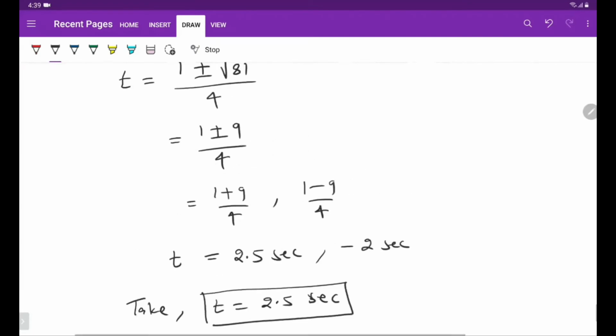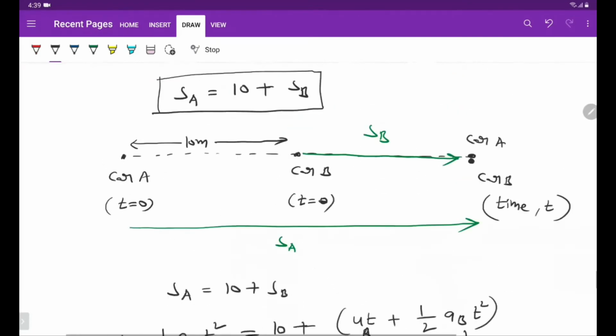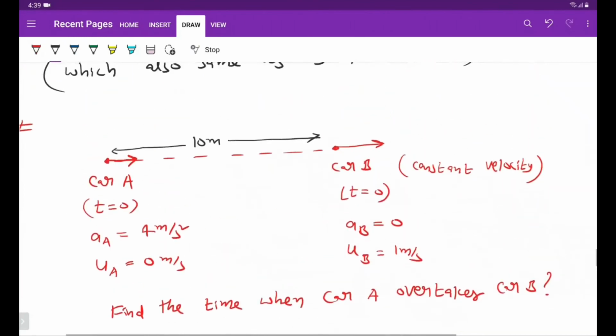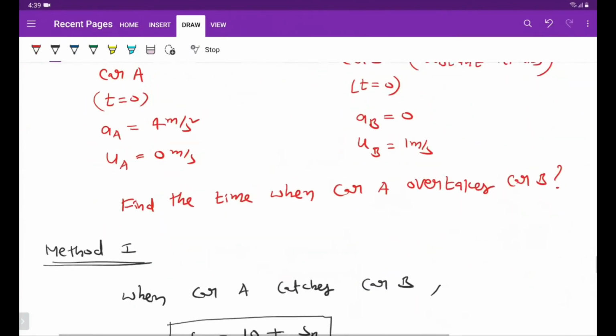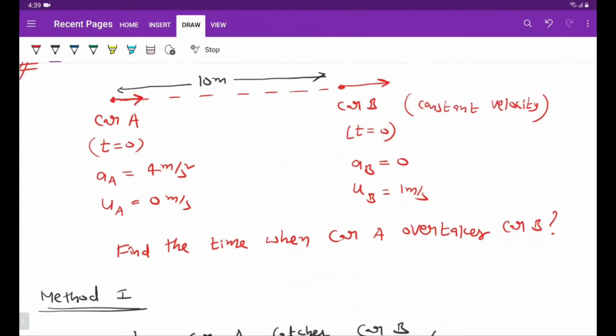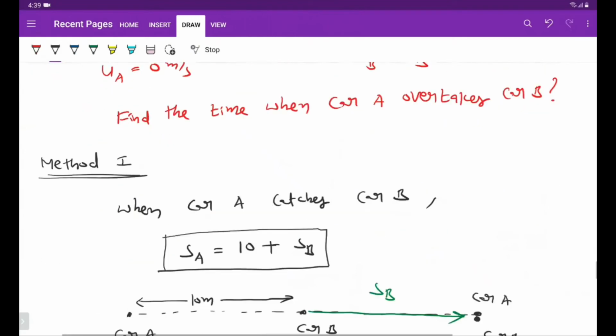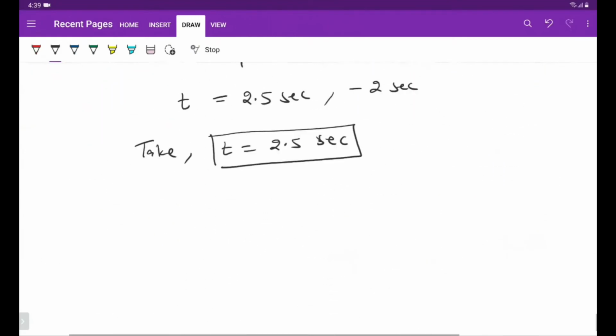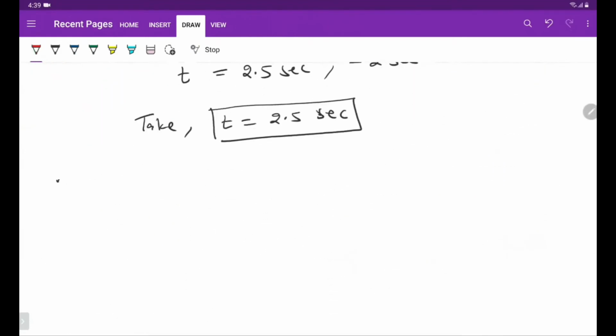So this problem we can also solve using relative velocity concept. So this is method one. We have solved this problem with a simple general method. Now we apply relative velocity concept. So method 2. Using relative velocity concept also we can solve.